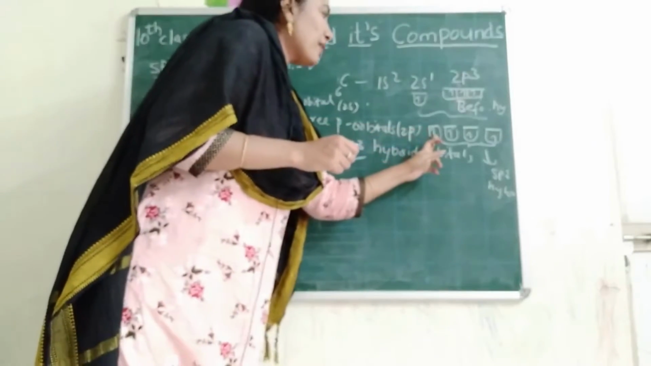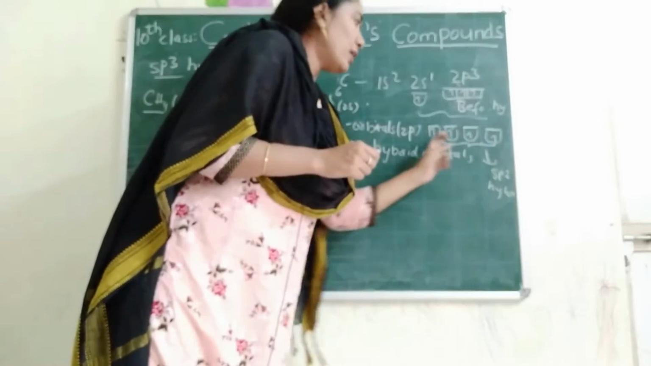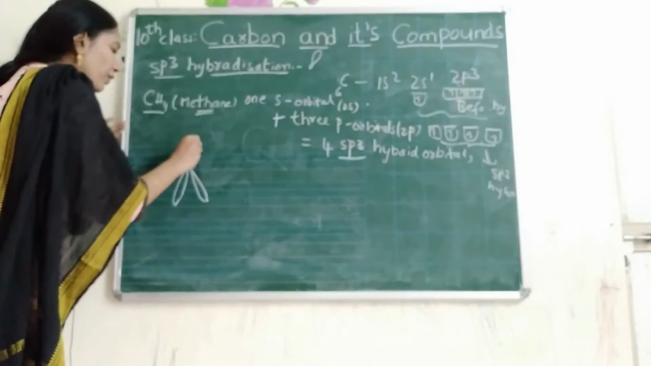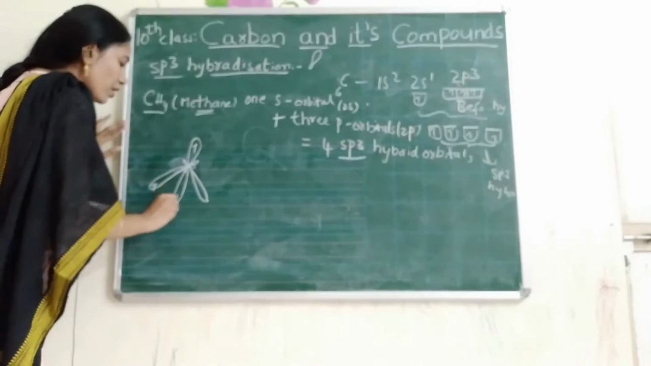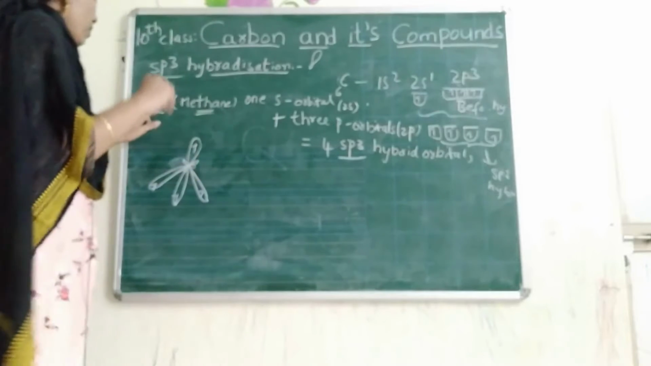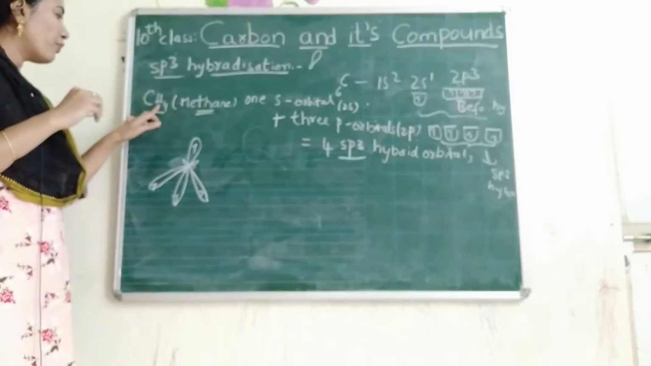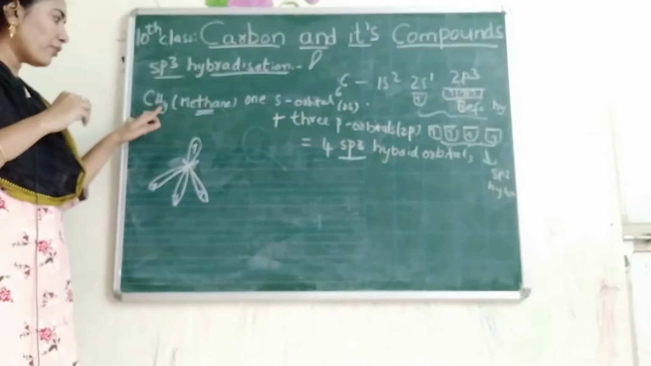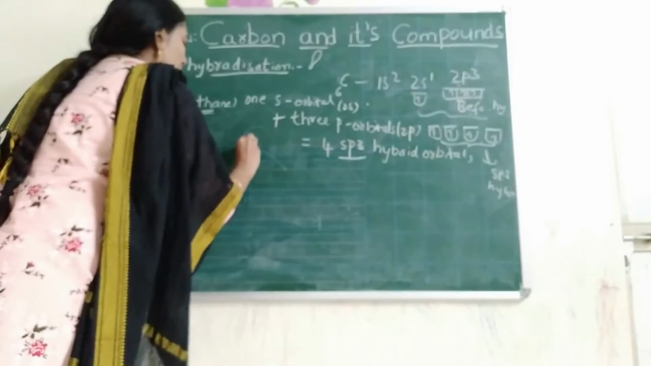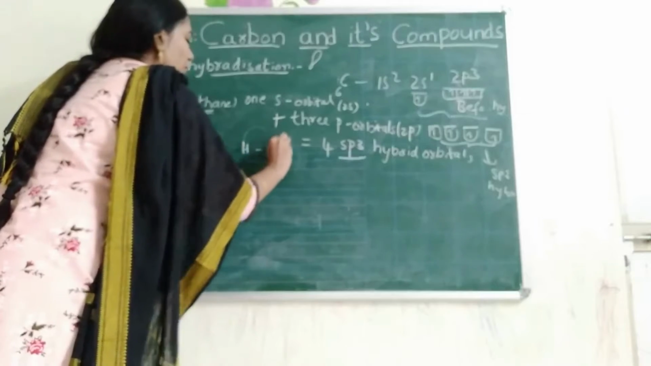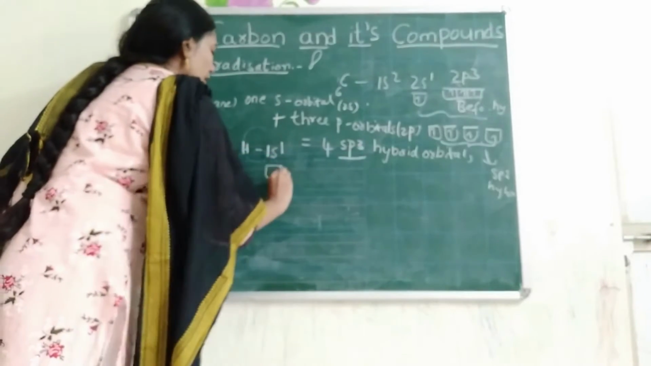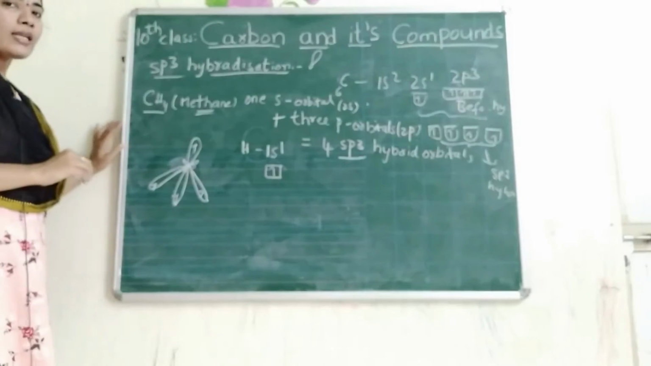Each hybrid orbital has a single electron, so we are distributing electrons like this: 1, 2, 3, 4. Next, coming to the carbon here, which atom is going to form a bond here? Hydrogen. How many hydrogens are here? Four hydrogens. What is the configuration of hydrogen? 1s1 is the electronic configuration of hydrogen, so each hydrogen contains a single electron.